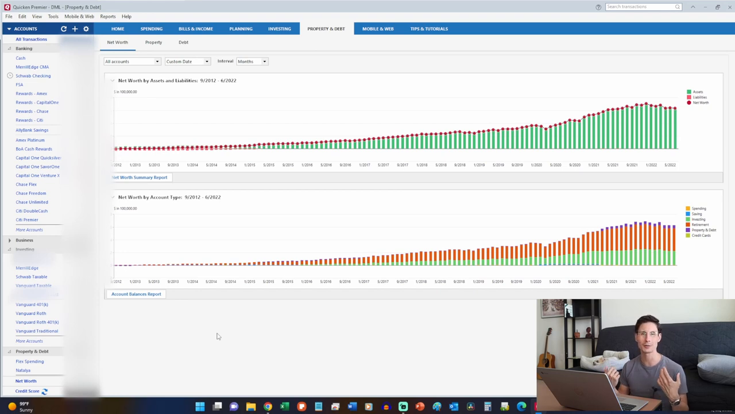But now it's 2022, and of course the landscape has changed. There are some things that really bother me about Quicken now, and that's why I'm ditching it, so we'll go there.